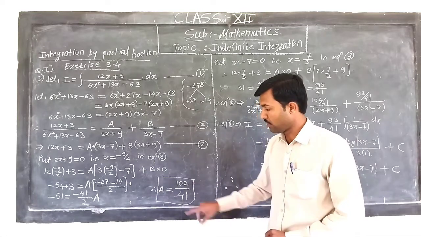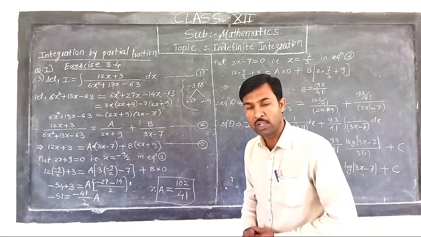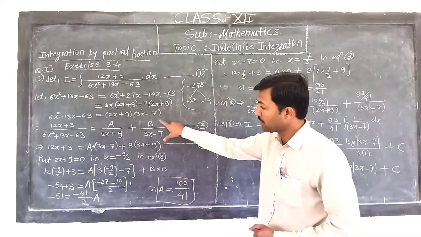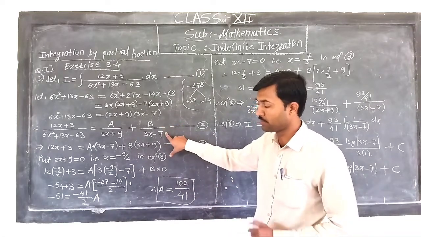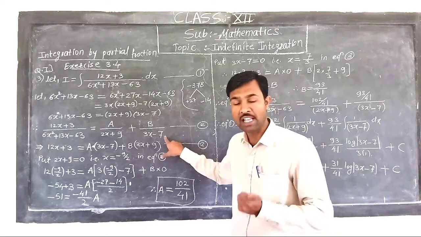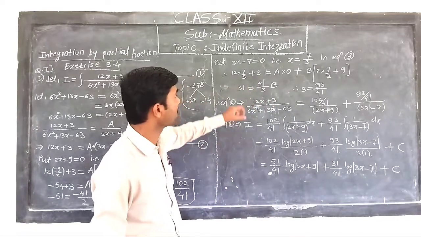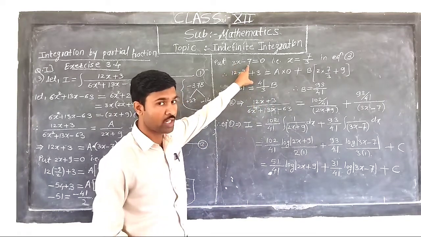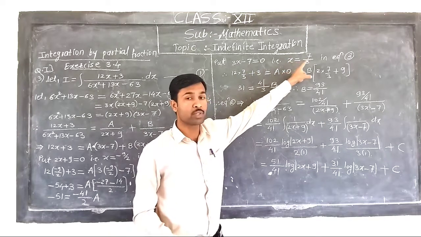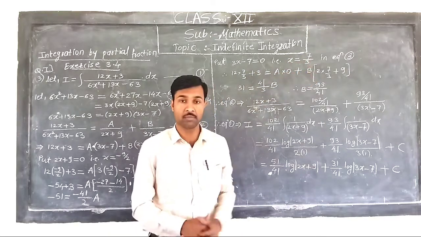Now friends, we have got the value of constant a. Now we have to find the value of constant b, so that the factor below this b is 3x minus 7, which is linear. As it is linear, we have to put 0 for this factor, that is, put 3x minus 7 equals 0, that is, we have to put x equals 7 upon 3 in equation number 3.